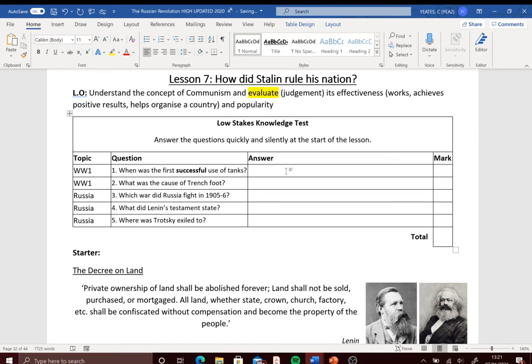Okay, so hopefully you have been able to answer those questions, and we are going to go through this now. Sorry, just bear with me for 1 second. I just want to check.